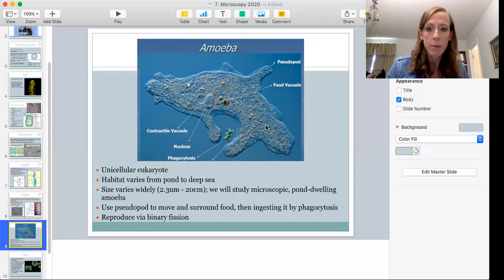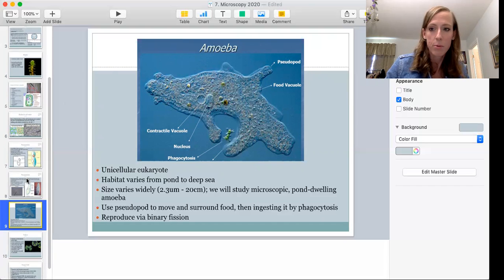So the amoeba is a neat little organism that we're going to look at this week. It reproduces through binary fission, and hopefully you'll be able to see those under the microscope because they're pretty cool.